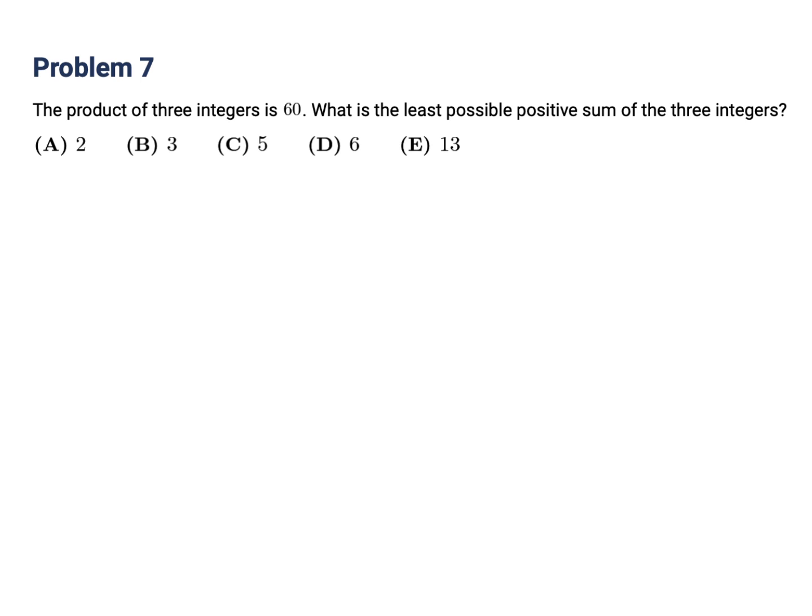The product of 3 integers is 60. What is the least possible positive sum of the 3 integers? Okay, so we have 3 integers. Let's call them A, B, and C, and their product is 60. Now 60 itself is 2 times 2 times 3 times 5.